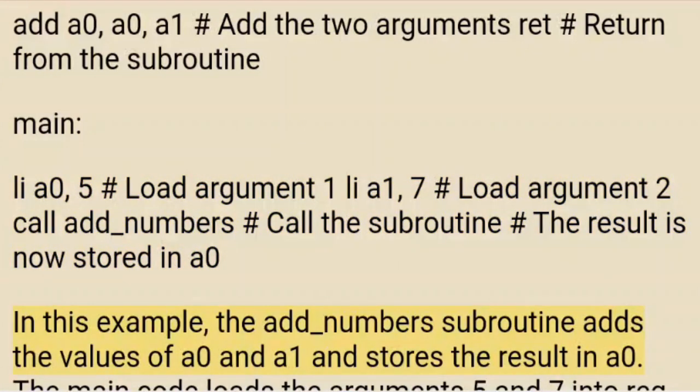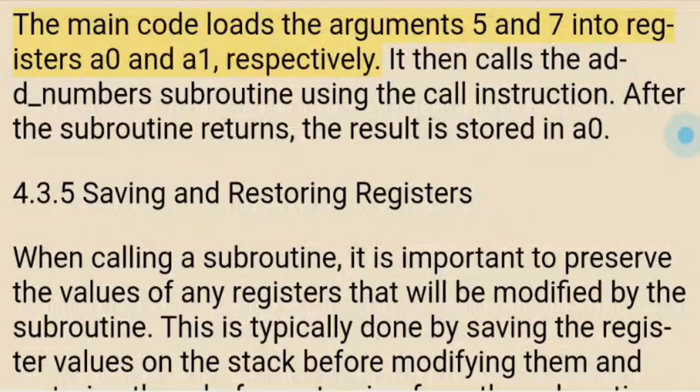In this example, the add_numbers subroutine adds the values of a0 and a1 and stores the result in a0. The main code loads the arguments 5 and 7 into registers a0 and a1, respectively. It then calls the add_numbers subroutine using the call instruction. After the subroutine returns, the result is stored in a0.